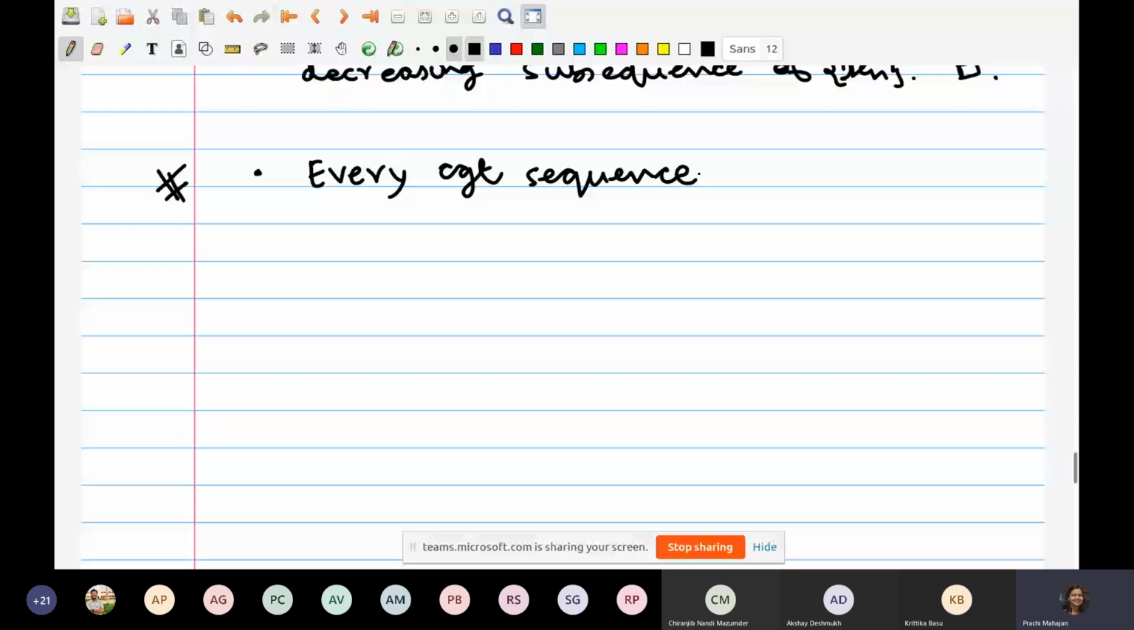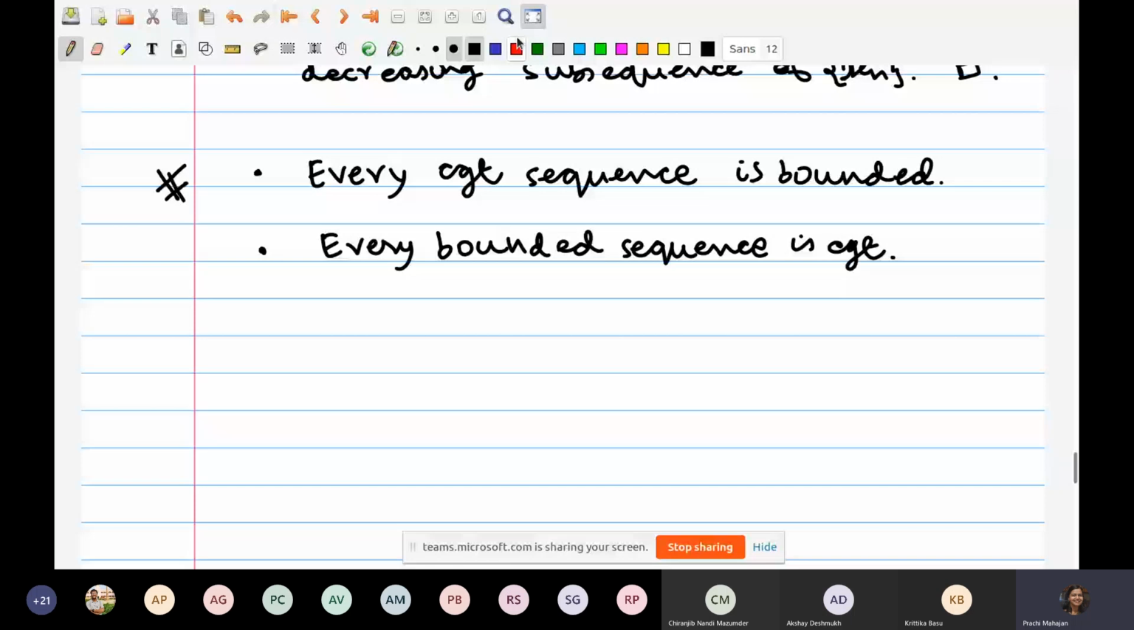This is true. But what about the converse? Is every bounded sequence convergent? No. So I'll mark it with red. No, this is not true. This is a false statement.